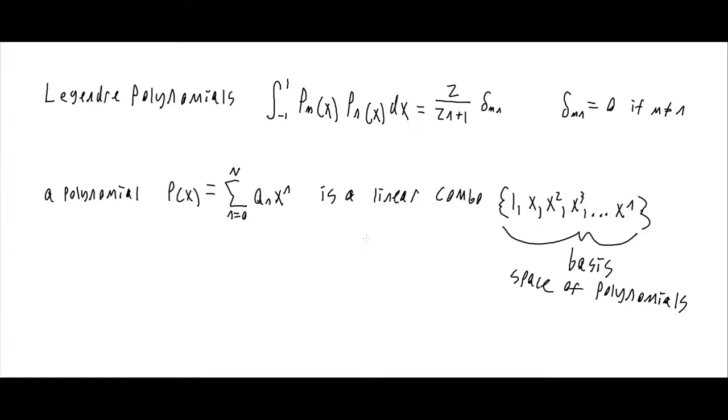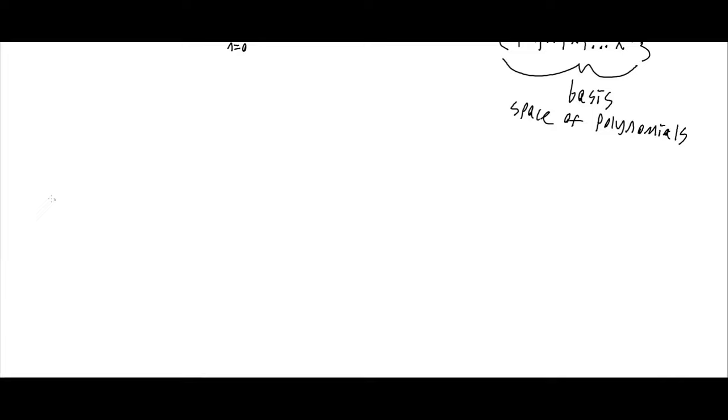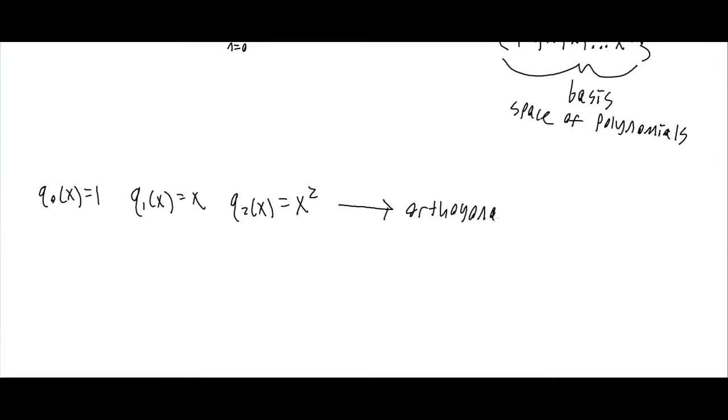And so we can actually orthogonalize our basis here. So if we say that we have our q naught of x is equal to 1, and our q1 of x is equal to x, and our q2 of x is equal to x squared, and so forth. So we want to convert these into orthogonal polynomials. And so to do that, what we actually use is this thing called the Gram-Schmidt process.